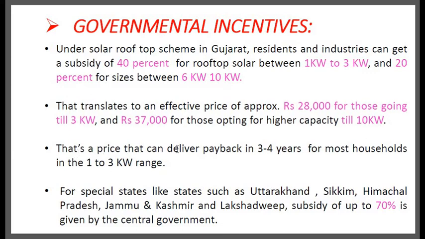That is a price that can deliver payback in 3 to 4 years for most households in the 1 to 3 kilowatt range. So the total initial cost can be paid back in 3 to 4 years for the 1 to 3 kilowatt range. Now for special states such as Uttarakhand, Sikkim, Himachal Pradesh, Jammu and Kashmir and Lakshadweep, a subsidy of up to 70% is given by the central government.